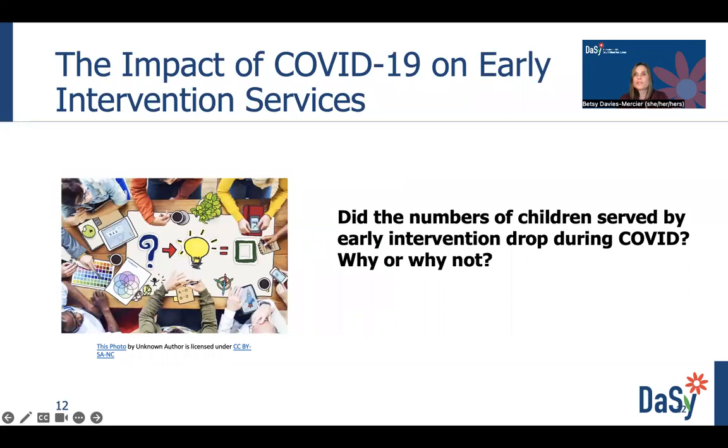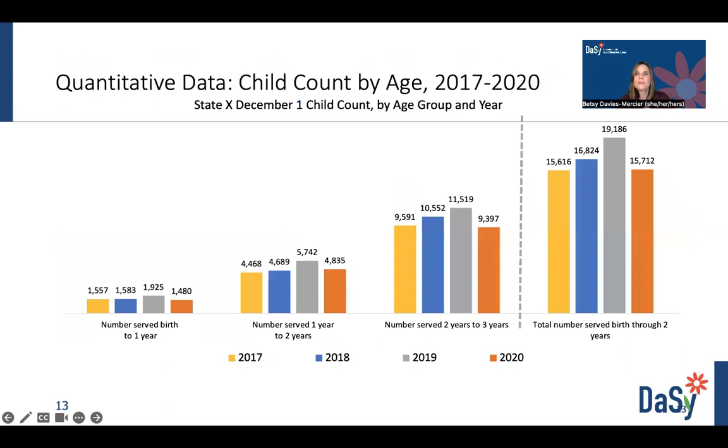The first question is about numbers of children, so you're going to want some quantitative data to answer that question. But the second part of the question is a why question, and qualitative data might be the best way to answer that one. Let's look at some quantitative and some qualitative data that might help answer these questions. Here are some quantitative data on the numbers of children served in early intervention in the years 2017 through 2020. Let's take a moment to notice all of the information available in this chart.